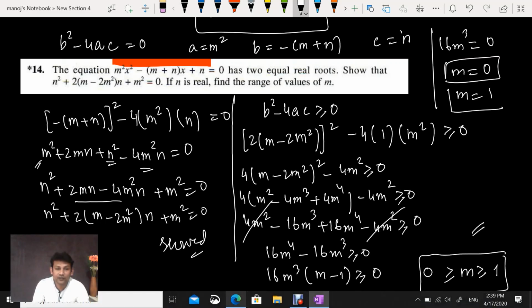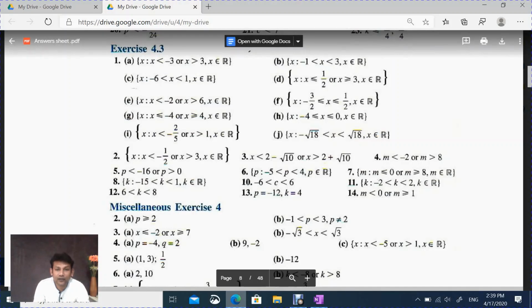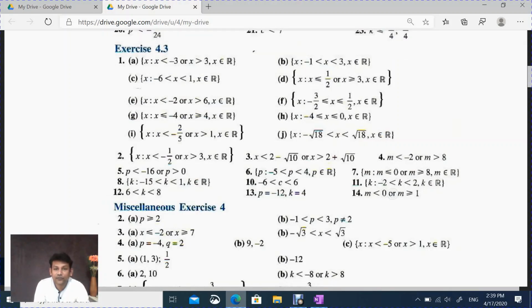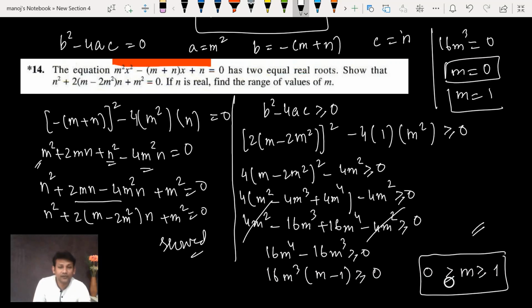If you want to check the answer, I have the answer for question number 14 here. You can see the 14 part here. This m is less than 0, m is okay. One more thing: this is the same condition I discussed in the last question, that m square x square cannot be 0. When m is equal to 0, then x square will also become 0, so that's not a quadratic equation. So I have to remove this equal to only. That's it.